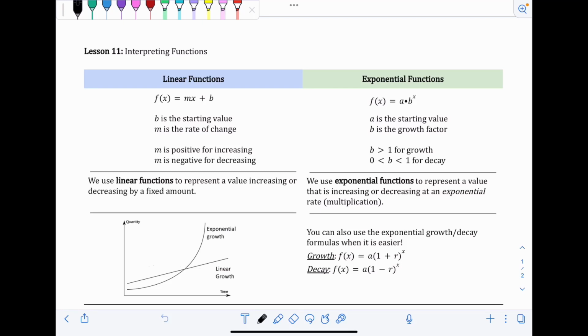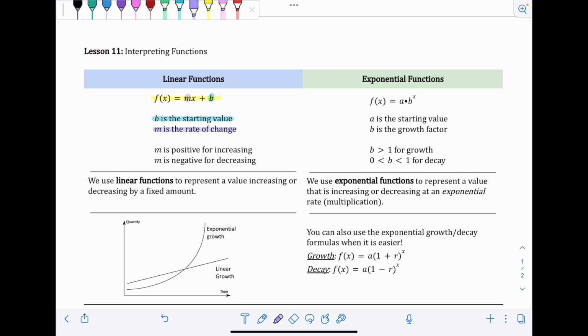Lesson 11 is called Interpreting Functions, and a big part of this lesson is learning how to compare linear and exponential functions. So the formula for linear functions is f(x) or y equals mx plus b, where b is the starting value. On a graph, it would be the y-intercept. And m is the rate of change, or you may see the word slope used to describe that.